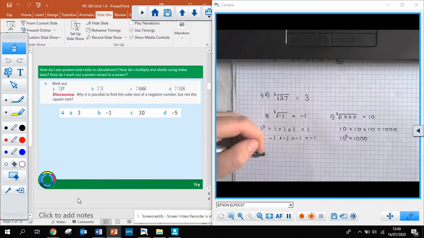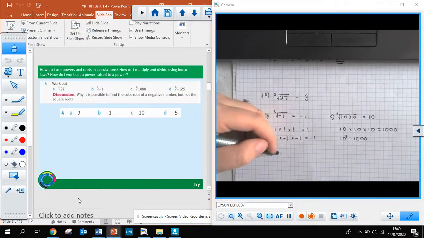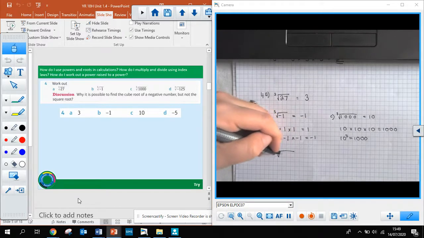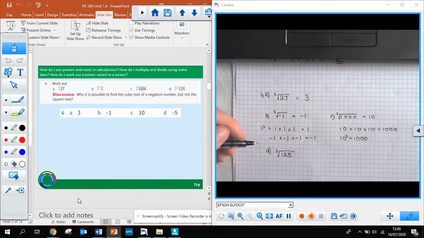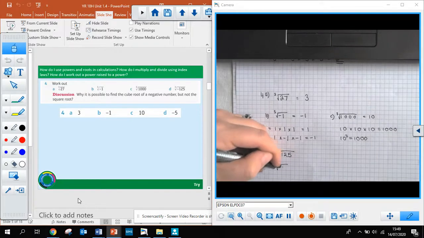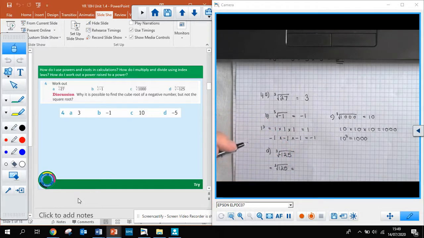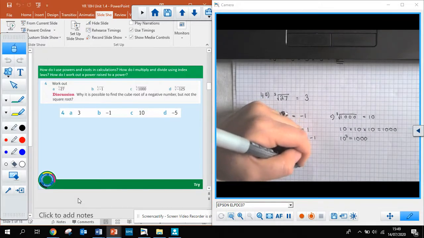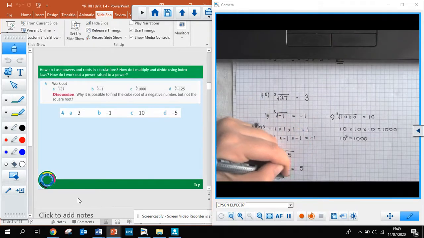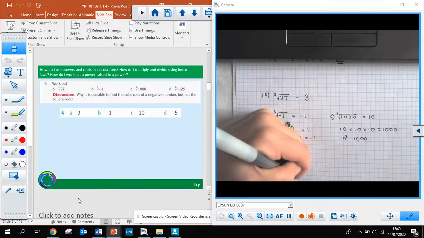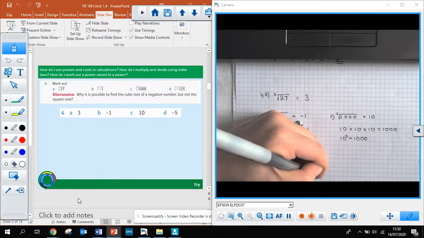And then finally part D, we need to find the cube root of negative 125, sorry. So what is the cube root of minus 125? Well, like I said before, start by just looking at what is the cube root of 125. What multiplied by itself 3 times gives you 125? Well, that's 5, because 5 times 5 gives you 25. Times by 5 one more time gives you 125.